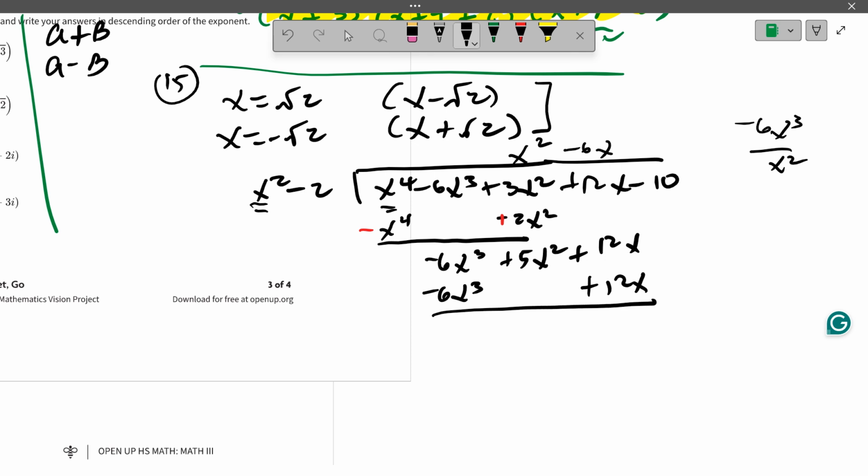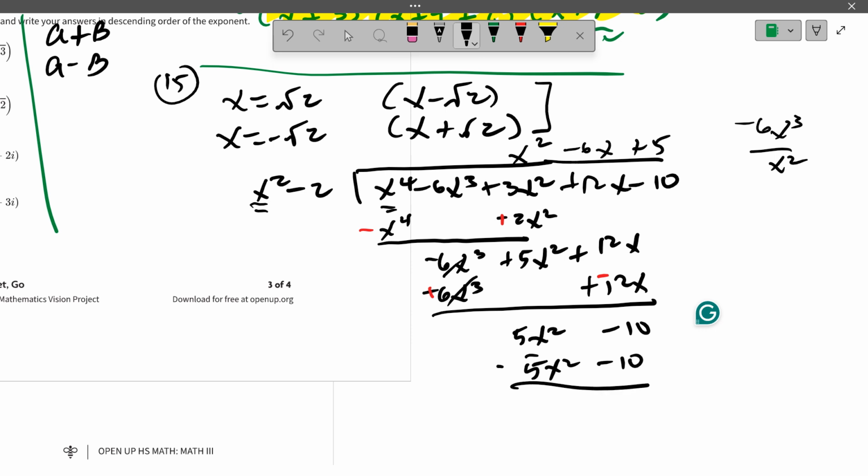I draw the line. I change my signs so that I can do addition instead of subtraction. These guys cancel out. 5x squared comes down. These cancel out. I bring down the negative 10. And it looks like it's going to work out nicely. X squared divided into 5x squared is plus 5. That gives me 5x squared minus 10. Draw the line, change the signs, remainder 0.